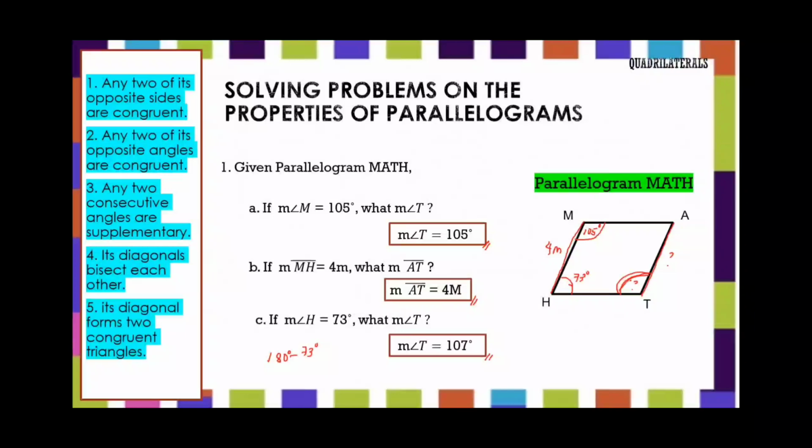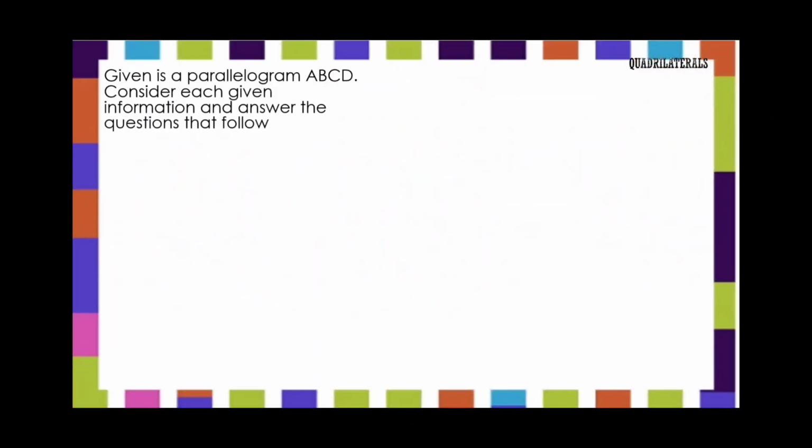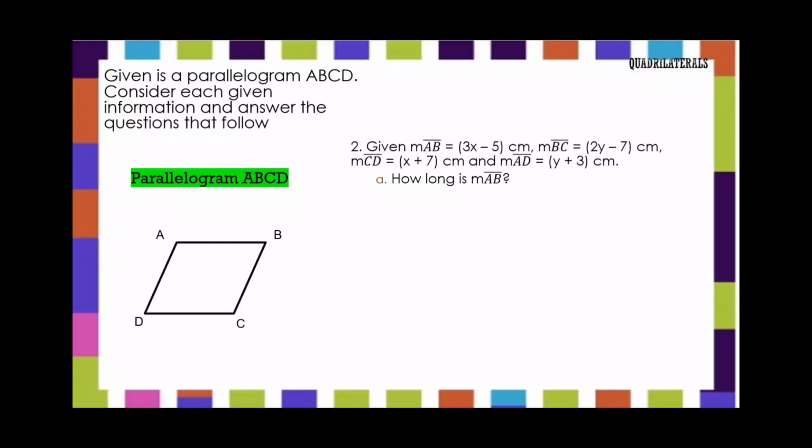Okay, so next. So, given is a parallelogram ABCD. So, we need to consider each given information and answer the following questions. Okay, so parallelogram ABCD. So, for number 2, we are given that the measure of side AB is equal to the quantity 3x minus 5 centimeters. So, the measure of side BC is equal to the quantity 2y minus 7 centimeters. The measure of side CD is equal to the quantity x plus 7 centimeters. And the measure of side AD is equal to the quantity y plus 3 centimeters.